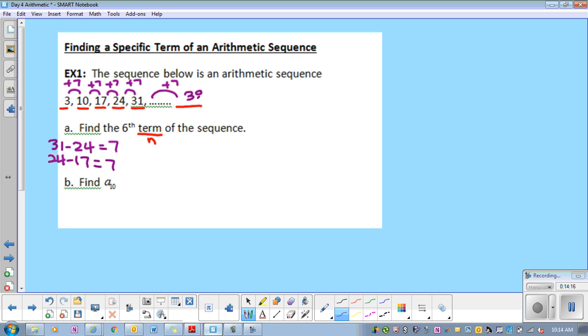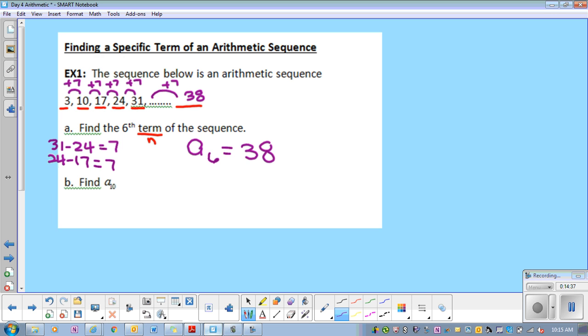38. So a sub 6, the number in the 6th spot, equals 38. Right? Abner, how you doing? And then you just keep going. You just add the 7 each time. Okay? But that's the 6th one in line.